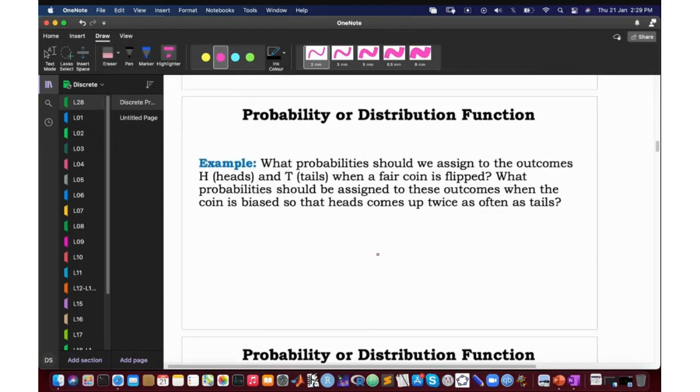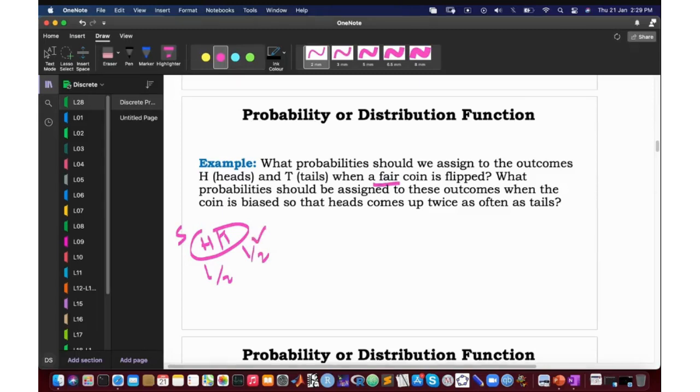Here's an example that I would like someone to solve. So what probabilities should we assign to the outcomes head and tail when a fair coin is flipped? 1/2. Yeah. So there are two things in your outcome, H and T. Fairness का मतलब ये है कि both of them are equally likely. So there are two outcomes. So it's 1/2 each. Great.